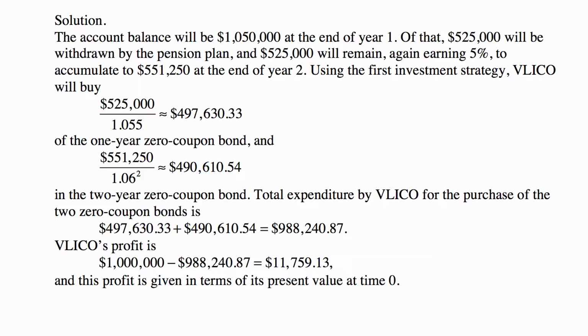Using the first investment strategy, VLICO will buy the present value of $525,000 at 5.5%, or $497,630.33 of the 1-year zero-coupon bond, and what they need to pay, the amount in 2 years, so the present value at 6% of $551,250, which will be $490,610.54 in the 2-year zero-coupon bond. Total expenditure by VLICO for the purchase of the 2 zero-coupon bonds is $988,240.87, the sum of the 2. And VLICO's profit, in terms of present value at time 0, is the difference between the $1 million they receive and how much they spend on this strategy.